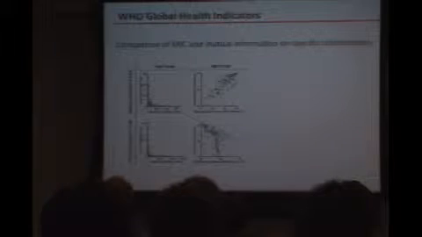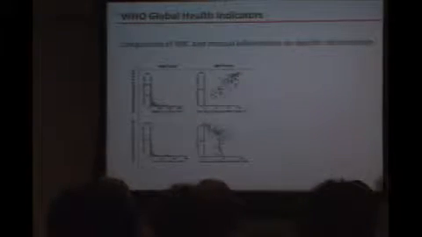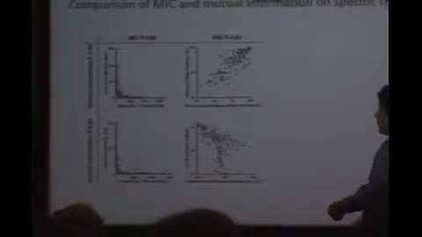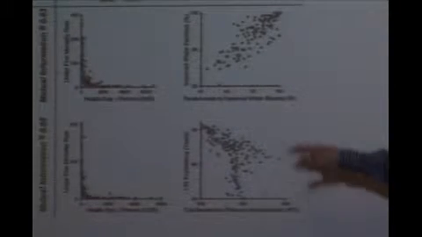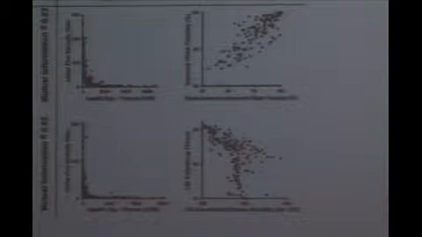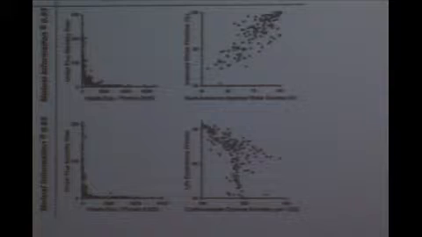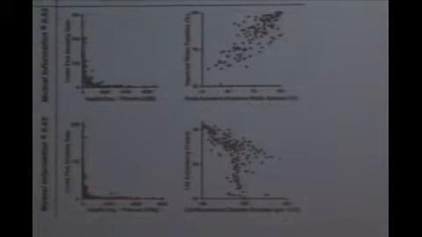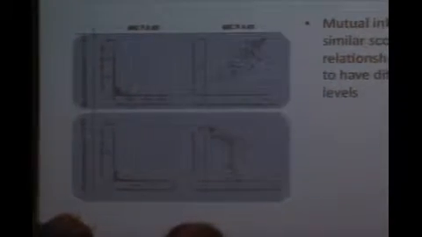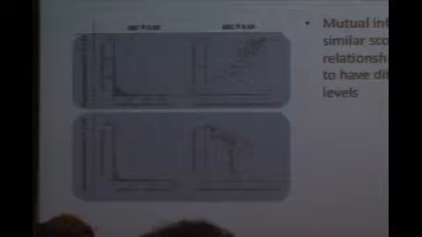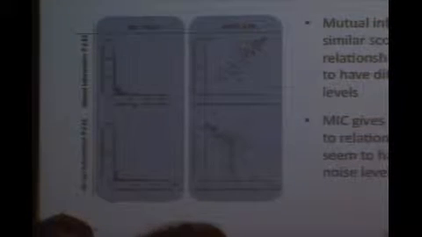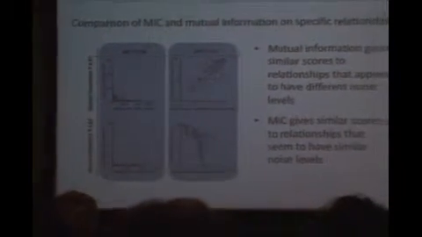Here we're looking at specific relationships, again, looking at this issue of equitability. So here are cases where we have mutual information that is supposed to be about the same, and MIC scores which are supposed to be about the same. The claim is that if you look at these, MIC is doing more the right thing in terms of dealing with the noise. Mutual information gives similar scores to relationships that have different noise, while MIC gives similar scores to relationships that seem to have about the same noise.